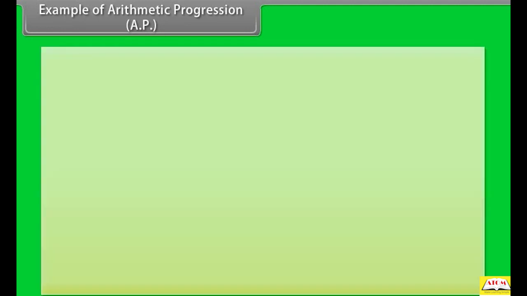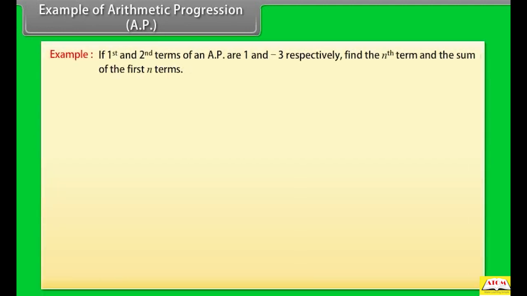Example of arithmetic progression, AP. Example: if the first and second terms of an AP are 1 and minus 3 respectively, find the nth term and the sum of the first n terms. Solution: let the first term be A and the second term be A plus D, where A is equal to 1 and A plus D is equal to minus 3. It implies D is equal to minus 4.